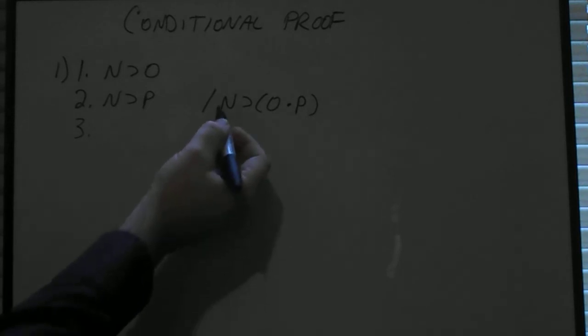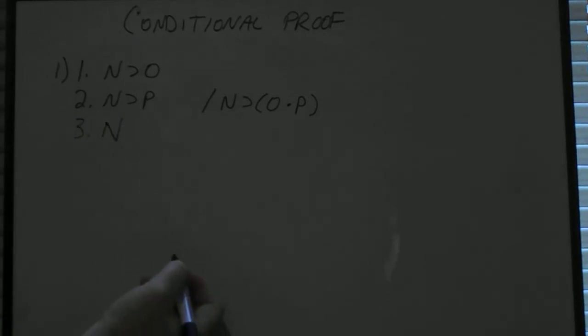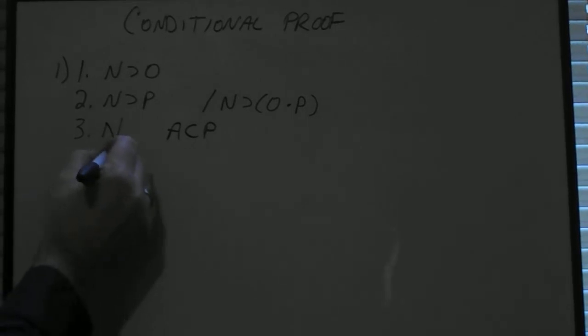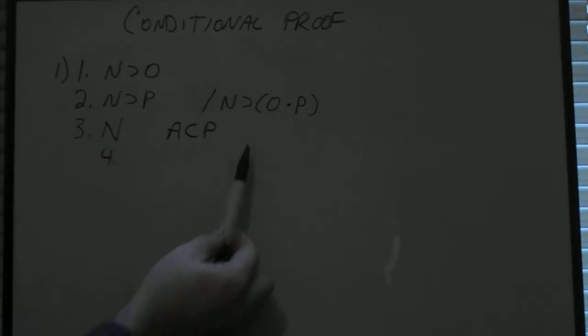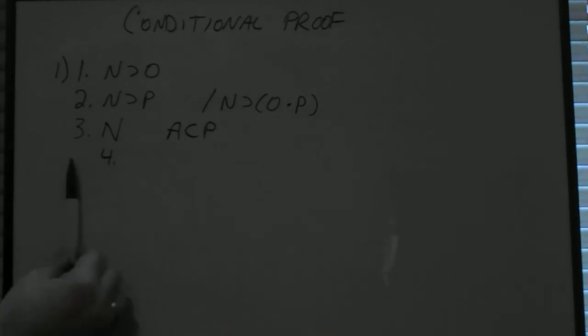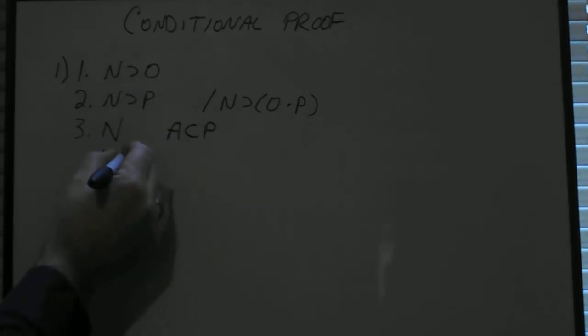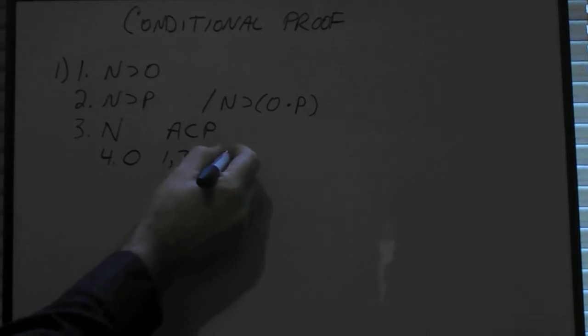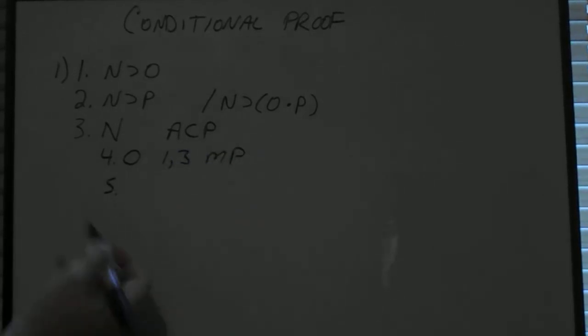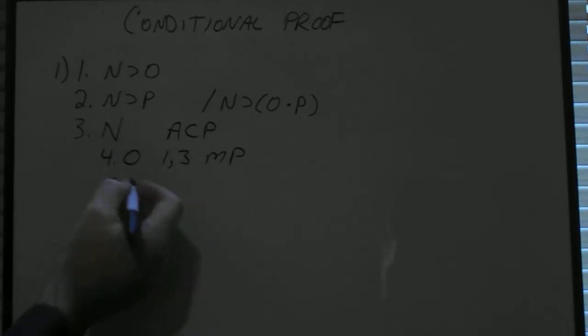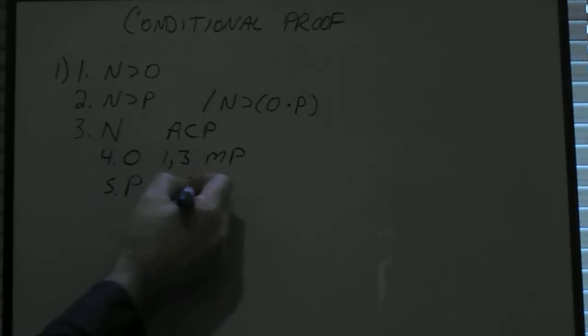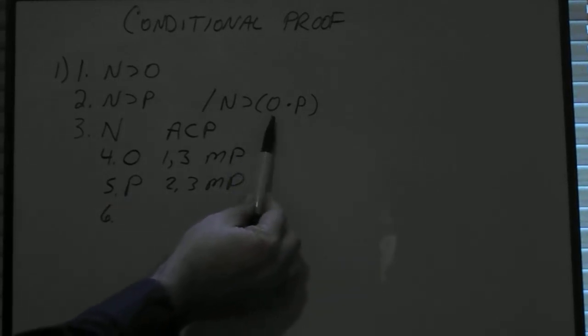So I'm going to start by taking the antecedent, the N, and again ACP, assumed conditional proof. And then I'm going to start working the problem as normal, trying to reach the consequent of O and P. So again, remembering to indent on line 4. Well, if N then O, N, therefore O, right? 1 and 3 modus ponens. The same thing on 2 and 3. If N then P, N, therefore P. 2, 3 modus ponens. And then, of course, we want to get to the consequent, which is O and P.